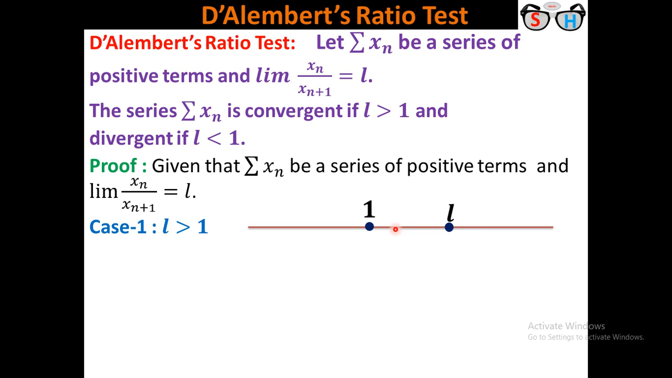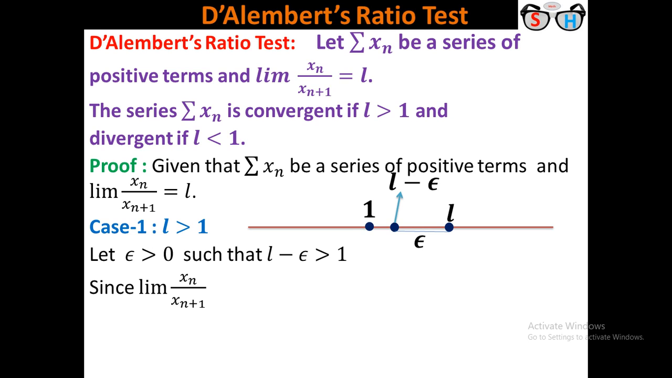Suppose here is the real number, and suppose the distance between those two points is epsilon. So this length is epsilon. So the value of that point must be L minus epsilon. Clearly, since L minus epsilon lies between 1 and L, L minus epsilon is greater than 1. So here we consider a positive quantity epsilon such that L minus epsilon is greater than 1. If we consider that result, then you get the proof.